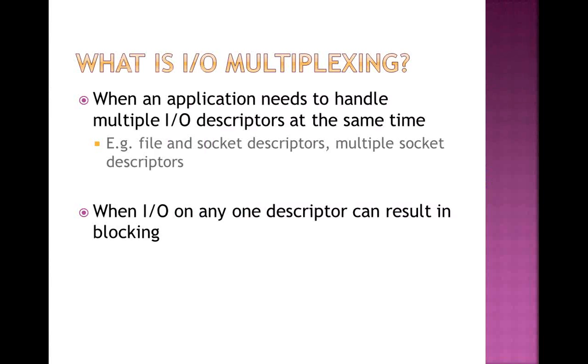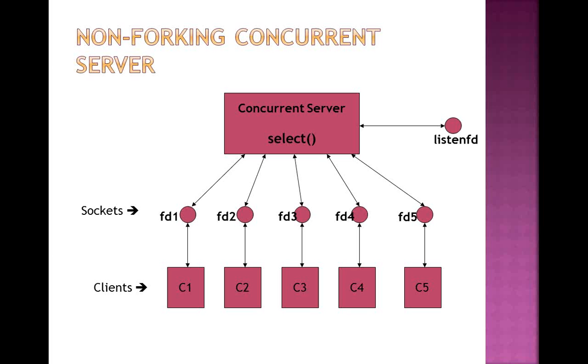That is, when an application, when a software needs to handle multiple input output descriptors, that is using more than one FD at the same time, more than one input and more than one output at the same time, that is known as input output multiplexing. For example, a file descriptor, a socket descriptor, multiple socket descriptors, that is input output multiplexing. Next point says when input output on any one descriptor can result in blocking.